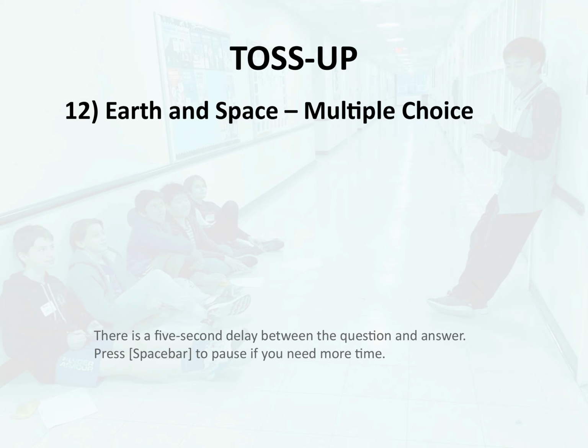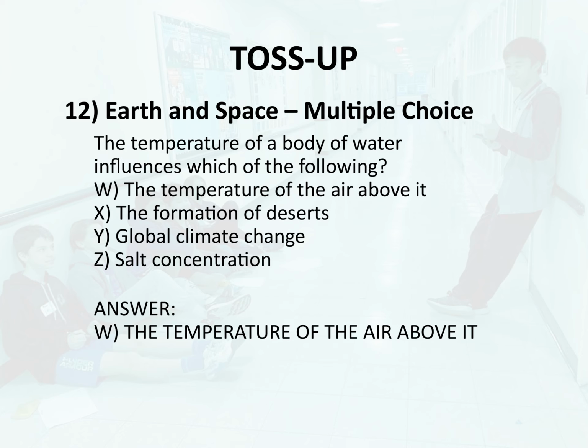Toss-up 12. Earth and space, multiple choice. The temperature of a body of water influences which of the following? W. The temperature of the air above it. X. The formation of deserts. Y. Global climate change. Z. Salt concentration. Answer. W. The temperature of the air above it.